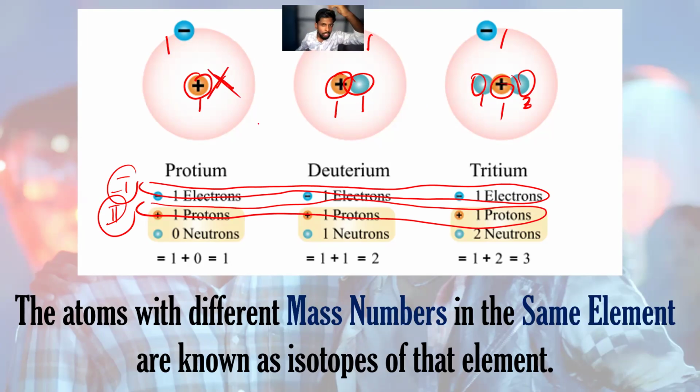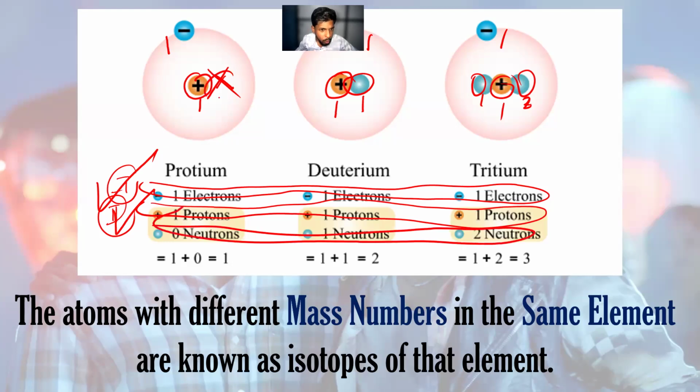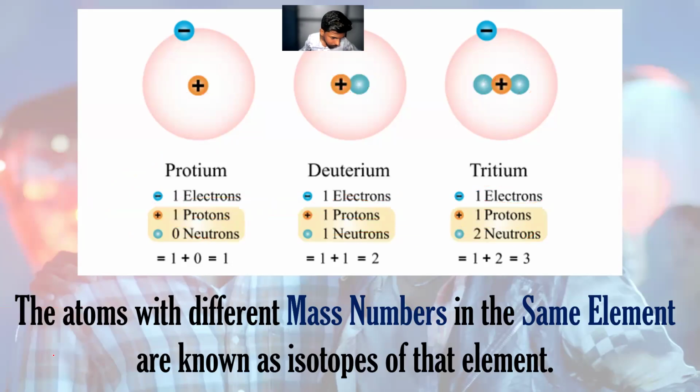So the one and only thing that differs is the neutrons. Electron is same, proton is same. Only the neutron will differ. The blue color neutron will differ. Did you get that idea, Pulahal? If the neutrons differ, with electrons the same and protons the same, the mass number will also differ.